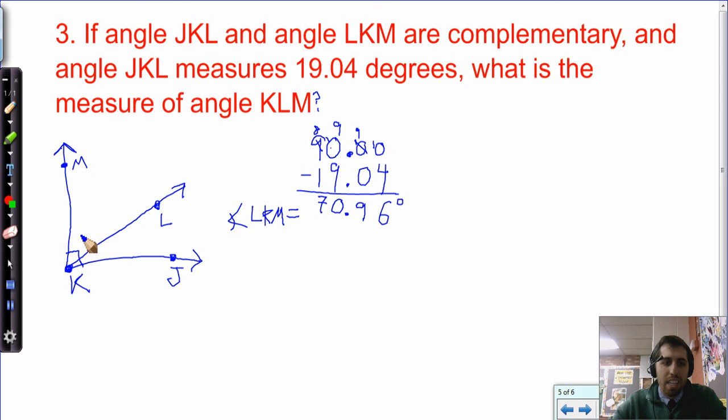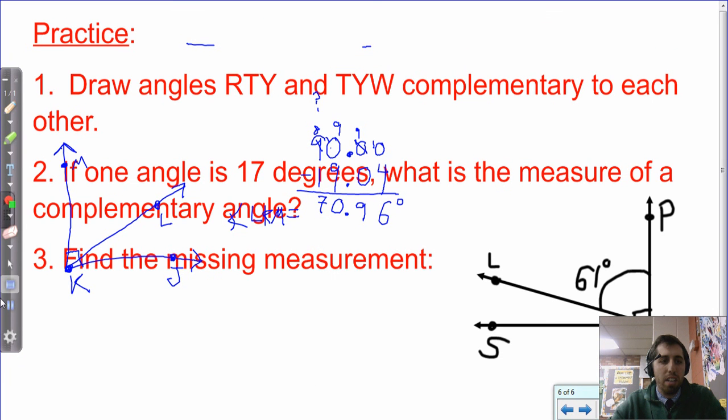Hopefully that made sense. This is complementary. They add up to 90 degrees or a right angle. And hopefully this angle measuring or angle naming system is making sense as well, with the vertex being the central letter. So there we go. That's 3 examples. I'm going to leave you with some to work on your own.